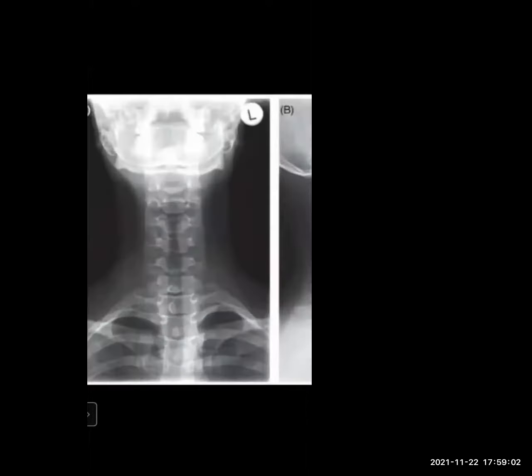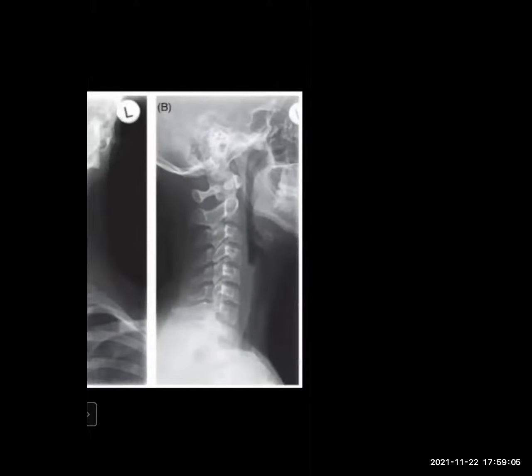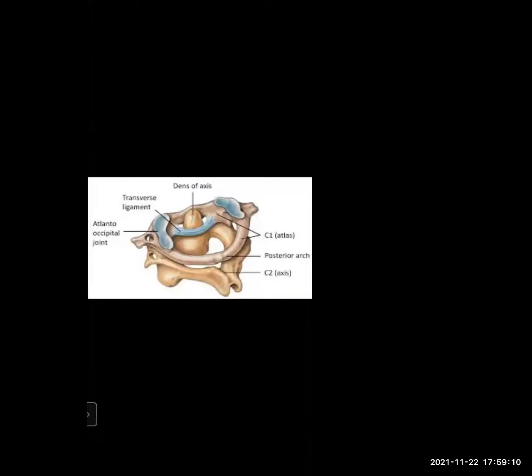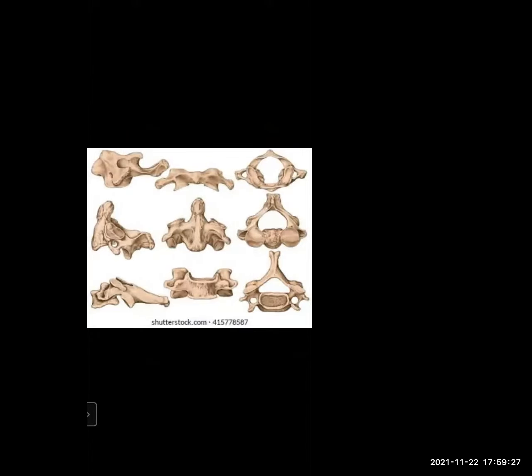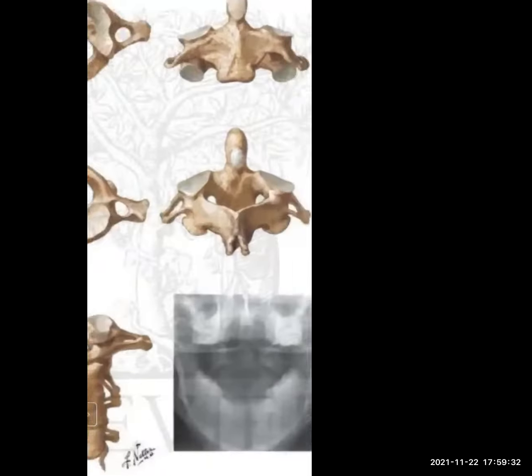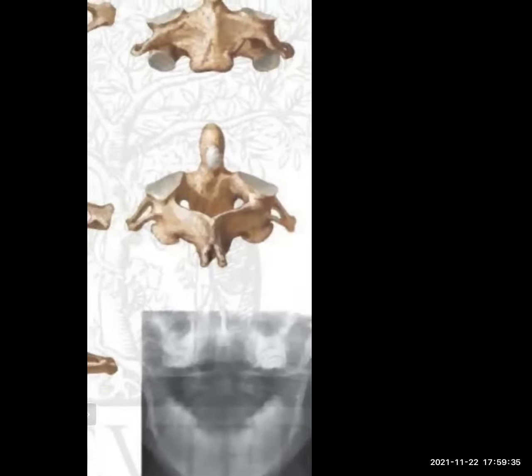This is a normal AP and lateral, but you can see that the lordosis is straightened, right? Atlas and the axis: you can see the transverse ligament in the middle, right? You can see the atlas on the left side and the axis on the right side in the top picture, and the lower picture shows their articulation. This is what I meant, that it looks like a spaceship, okay, the atlas. Can you see this picture? Okay, it looks like the spaceship.